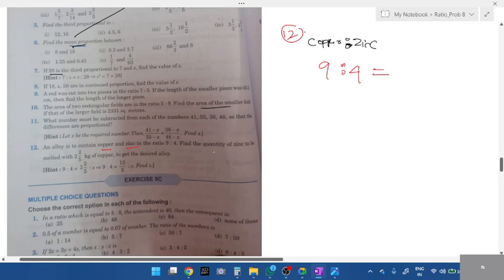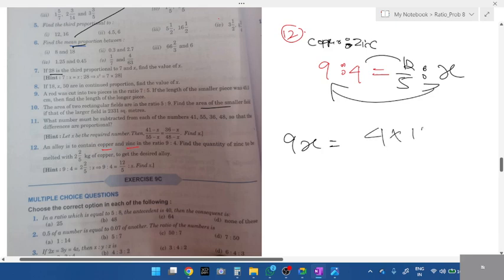So first is copper. Find the quantity of zinc. Where is zinc written? First or second, students? So where should I write X? First or second? X is second. Melted with 2 by 5 kg of copper. That should be written in the first place. 2 5s are 10, 12 by 5. Is this clear? Our product of mean is equals to product of extreme. 9x is equals to, always write x on the left hand side. 4 into 12 by 5. X is equals to 4 into 12, 9 into 5.